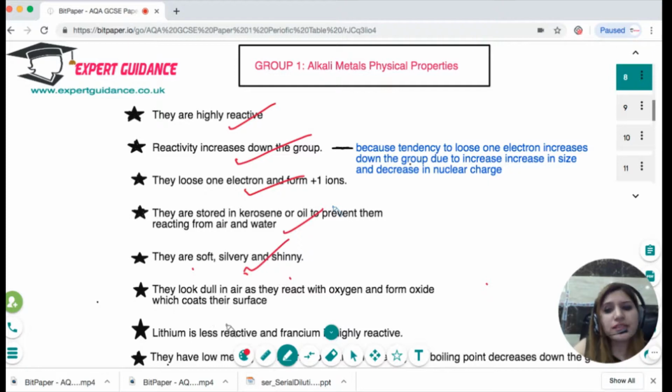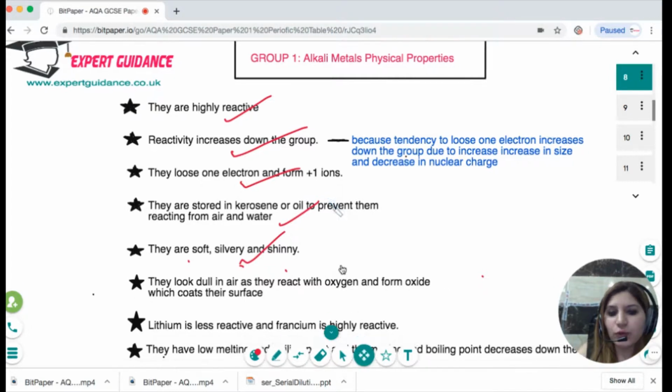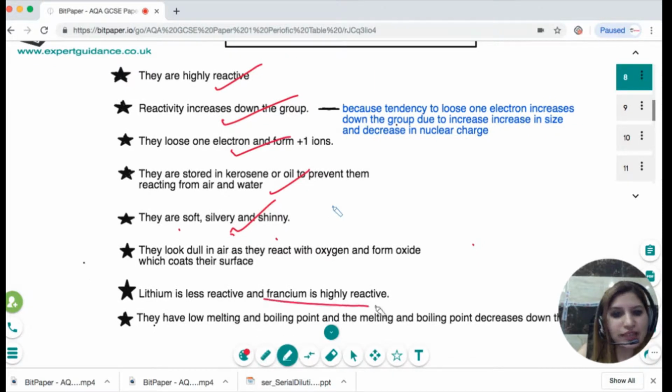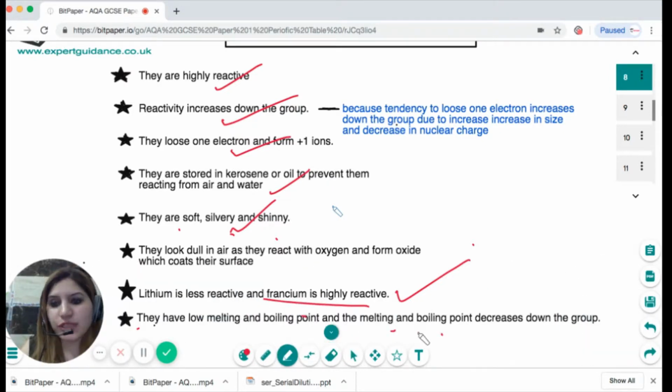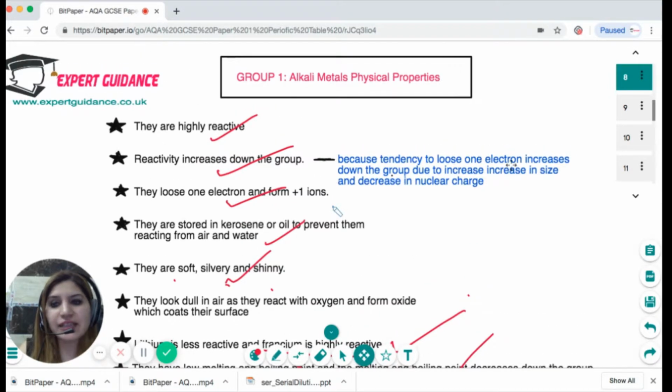The reason for that is they react with oxygen in the air, as they're too reactive, and form a layer of oxides on the surface, and that oxide gives them a tarnished appearance. And I've already told you that lithium is less reactive and francium is highly reactive. They have low melting and boiling points, and the melting and boiling points decrease down the group. Okay, so I hope these physical properties are clear to you.